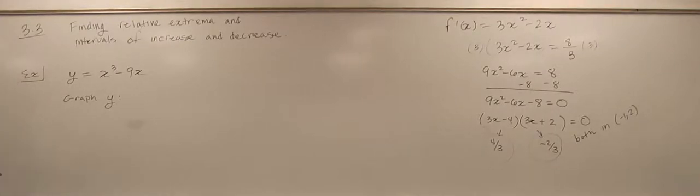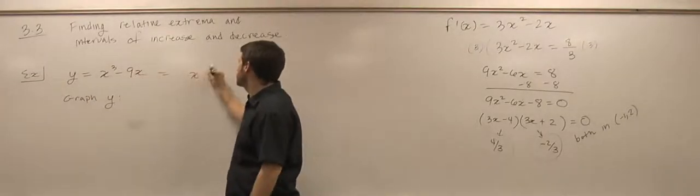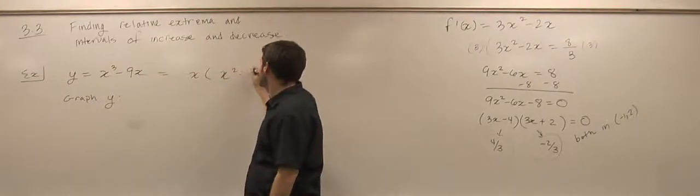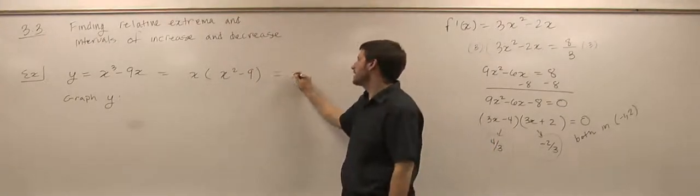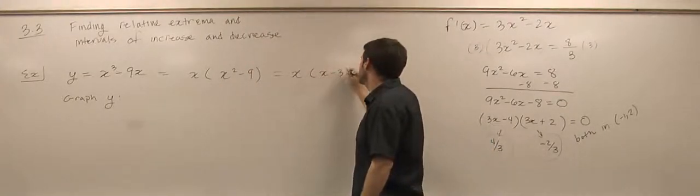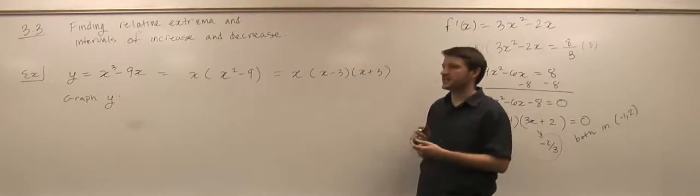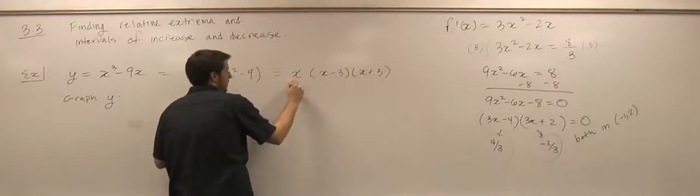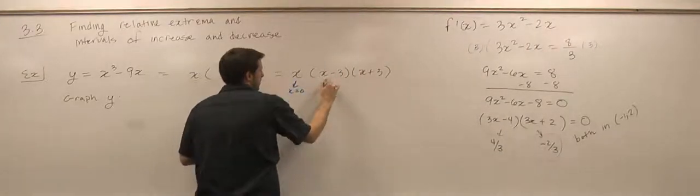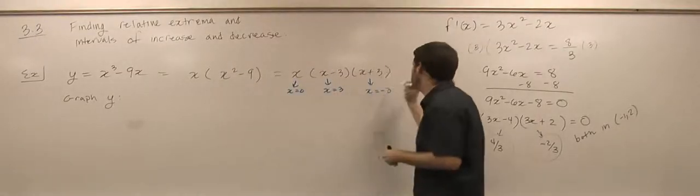So maybe we'll factor this guy. Right, and x pulls out. You're left with x squared minus 9. And then you can break it down again. So each one of these gives me an x-intercept. So x equals 0, x equals 3, x equals negative 3.